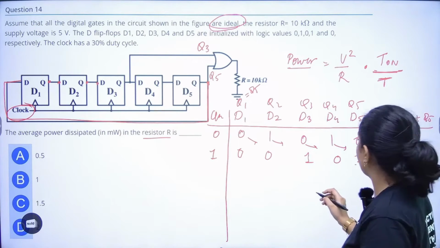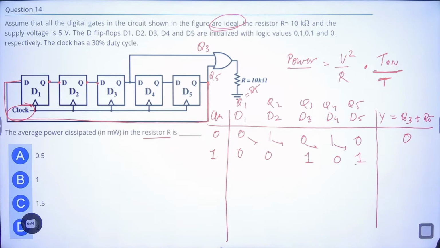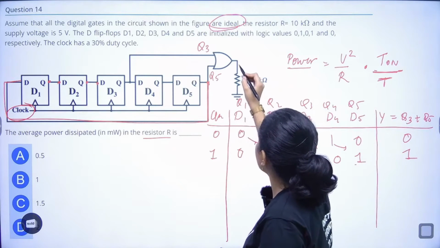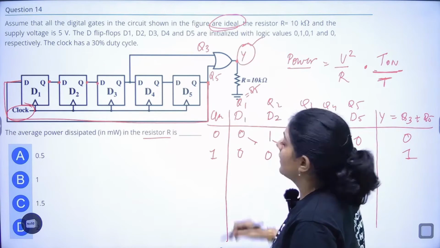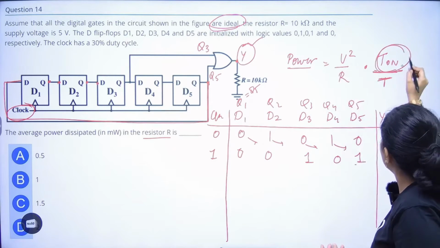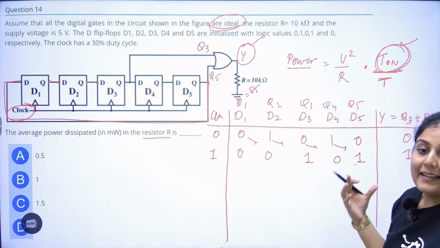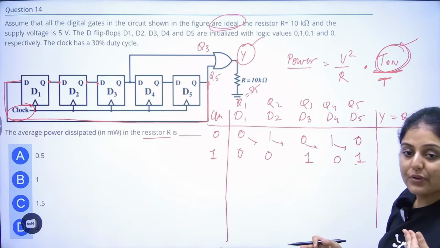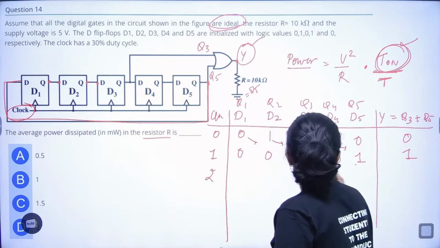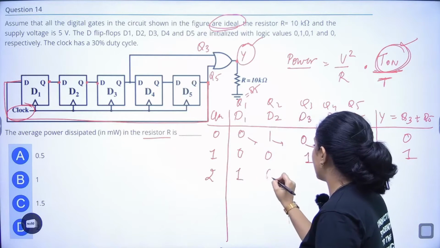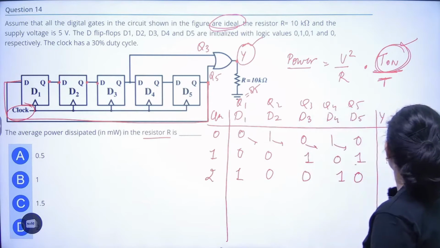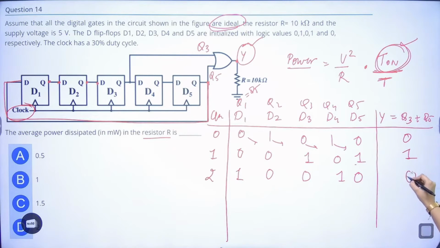Again this 1 comes here, and Q3 plus Q5 is equal to 1, because this is the output we need in order to find out the power. In this output, we have to find out the T on, and T is the total time after which the output is repeating itself. In the next clock cycle, it will be equal to 1 and other values will shift themselves. The value of Y will be equal to 0.